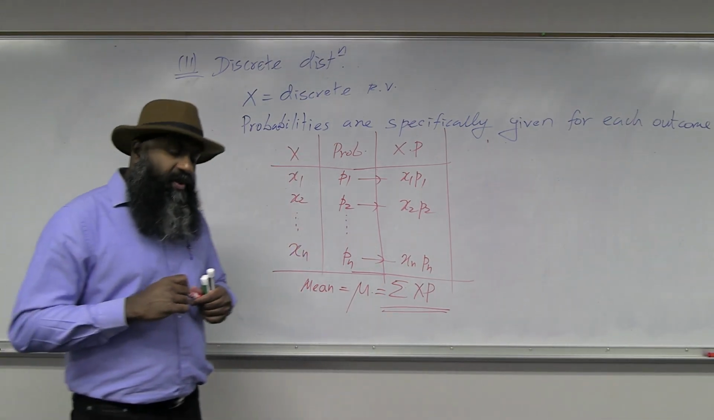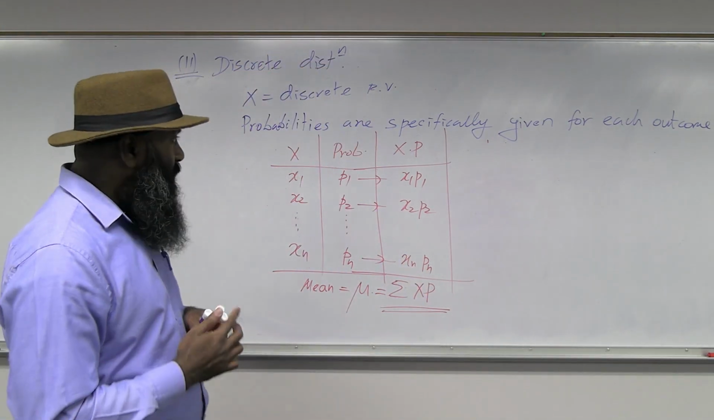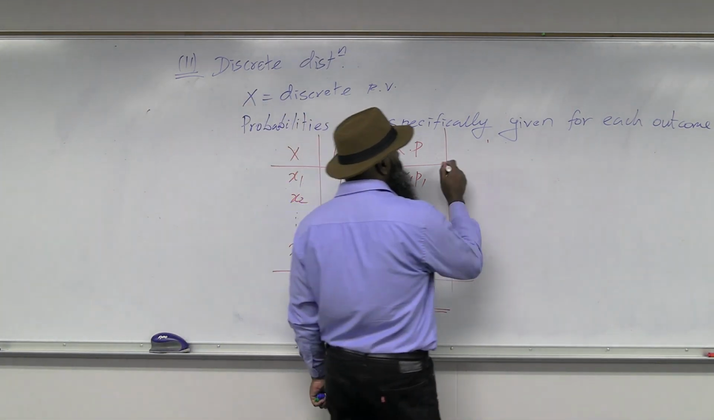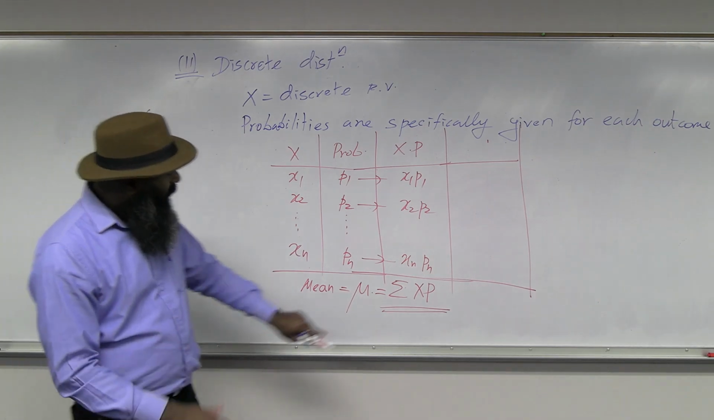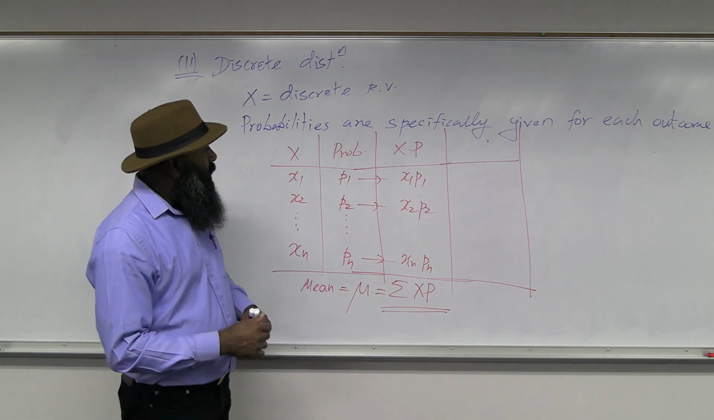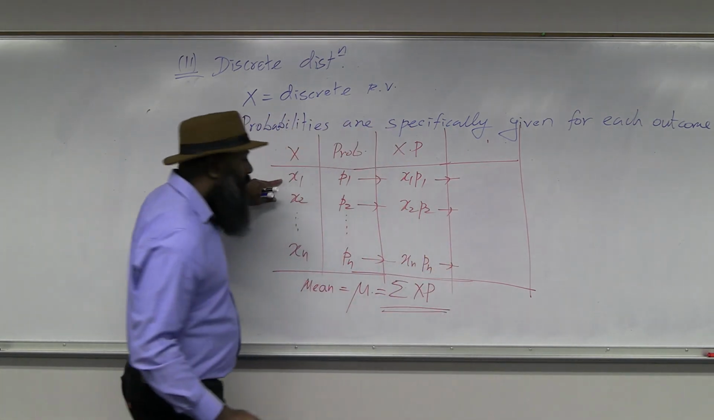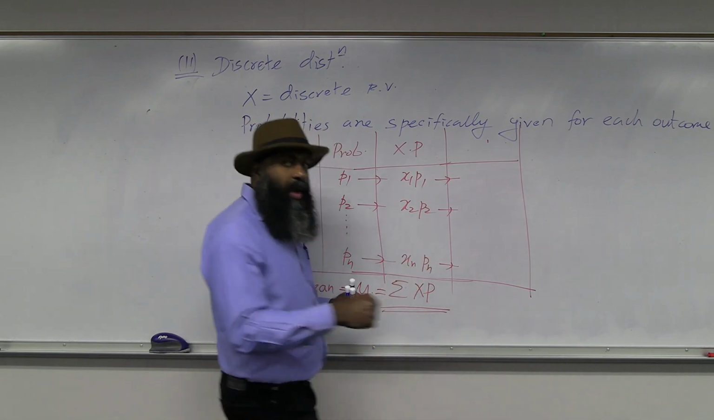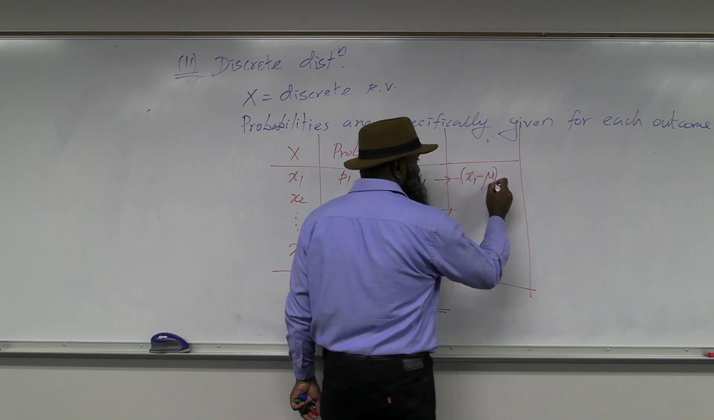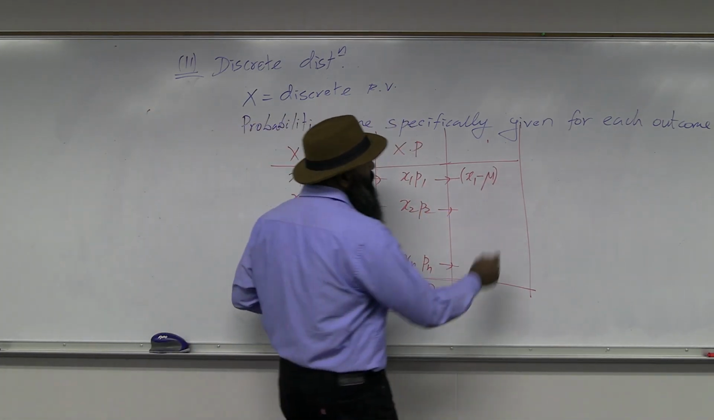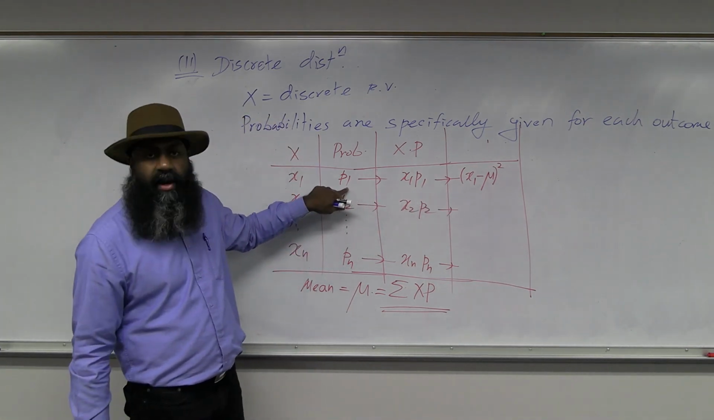All right, what we have to do next is to calculate the variance. In order to calculate the variance, we have to do a bit more complicated calculation. From here, I found mu. Now, mu should be subtracted from each x. And then you have to square it. So from x1, I will have to subtract mu, and then you are going to square it. And that's not enough. You will also have to multiply that quantity by p1.